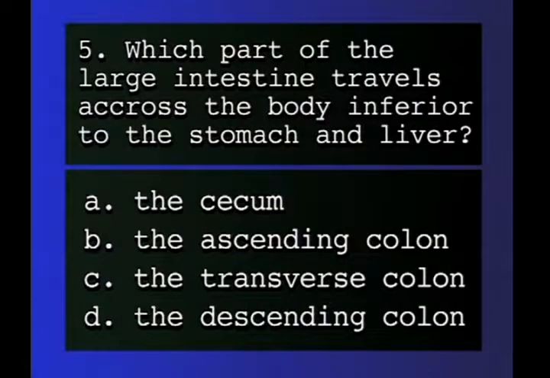Which part of the large intestine travels across the body inferior to the stomach and the liver? A. The cecum, B. The ascending colon, C. The transverse colon, D. The descending colon.